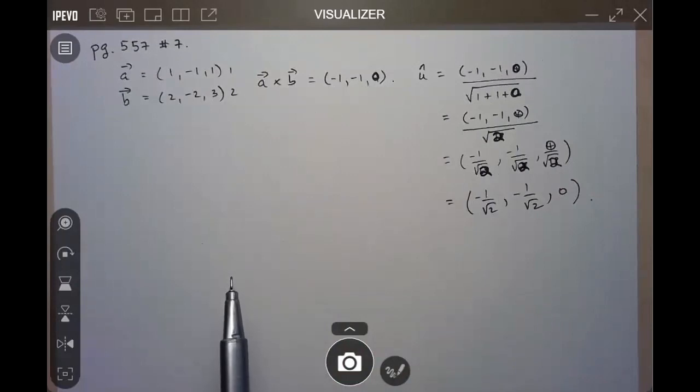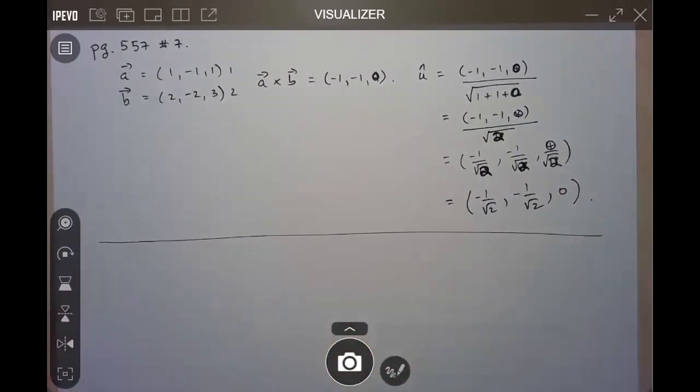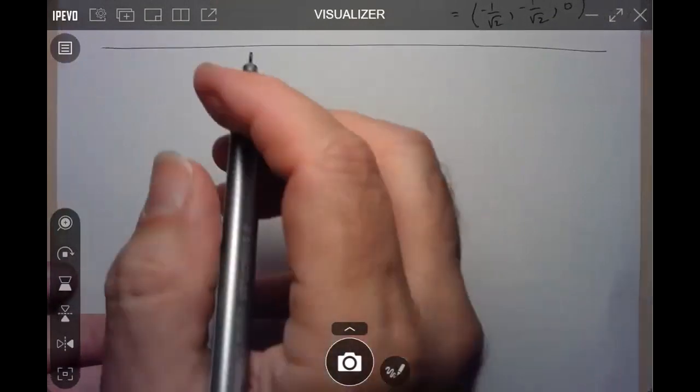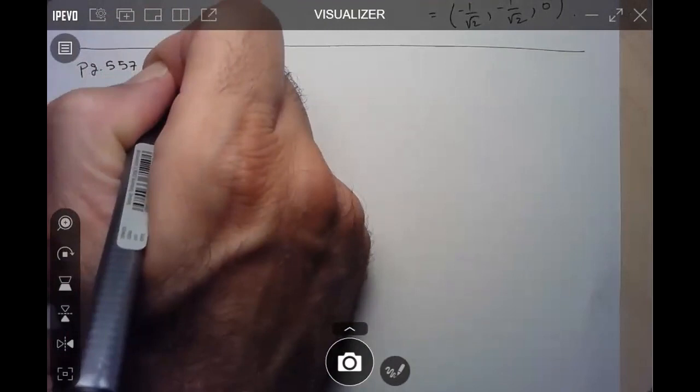All right, any questions on this one here? No, okay, let's move on. All right, so the next one I have 7, I guess would be 10. That's going to be on the same page. Page 557, number 10.